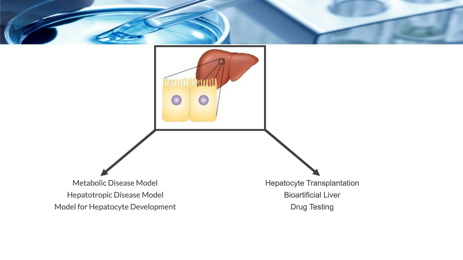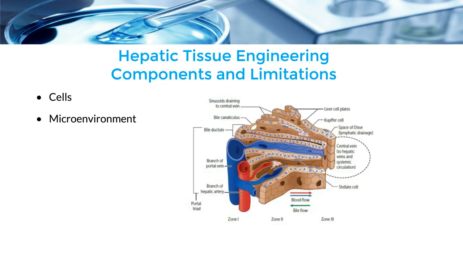In vitro, if we're able to maintain these cells long-term, maintaining their function and phenotype, we can then use them as models to study both metabolic liver disease, hepatotropic disease processes, and potentially also as models to study both hepatocyte function and development.